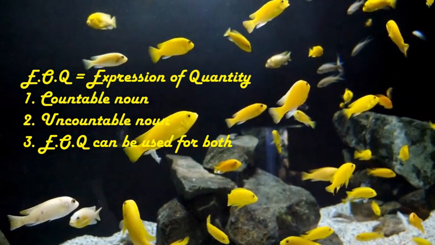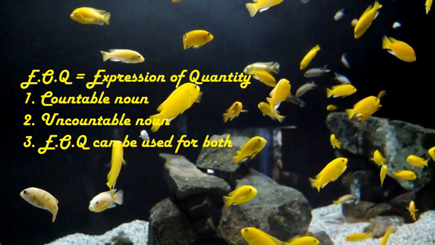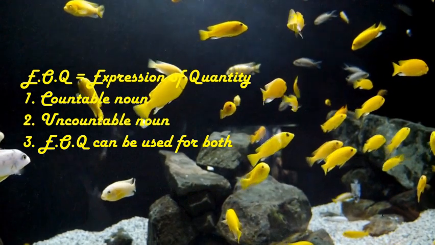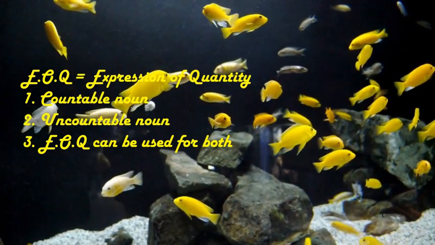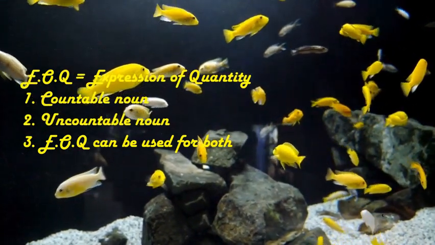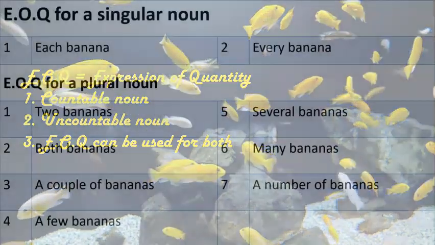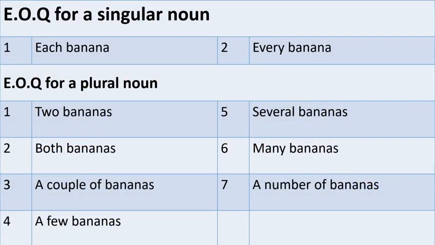Depending on the context, the expression of quantity can be used for countable nouns, uncountable nouns, or both uncountable and countable nouns. EOQ for a singular noun, for example, each banana, every banana. EOQ for a plural noun, for example, two bananas. Add the S at the end of the plural noun.